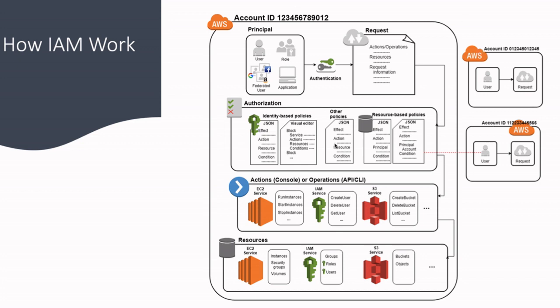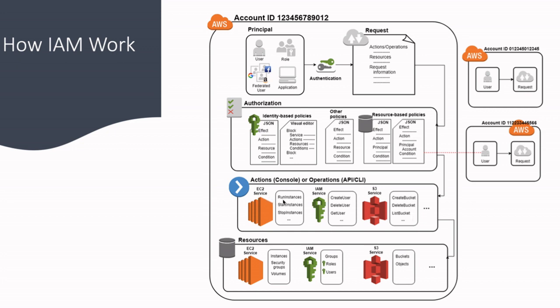Now those requests go through the authorization process, and the authorization process is basically checking every available policy to see that the principal is actually permitted to perform the actions that they are requesting. So when the request is checked and the policies are all checked to see if the principal has the permission, the authorization is granted and the actions are then performed.